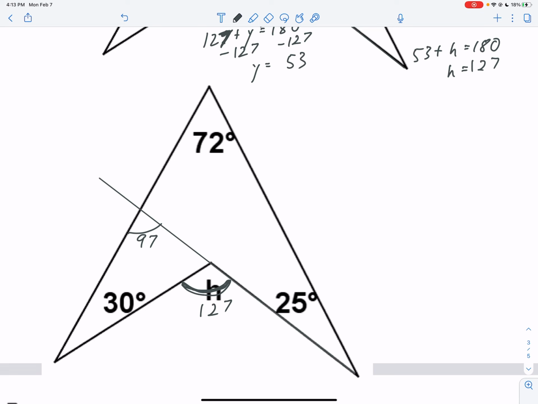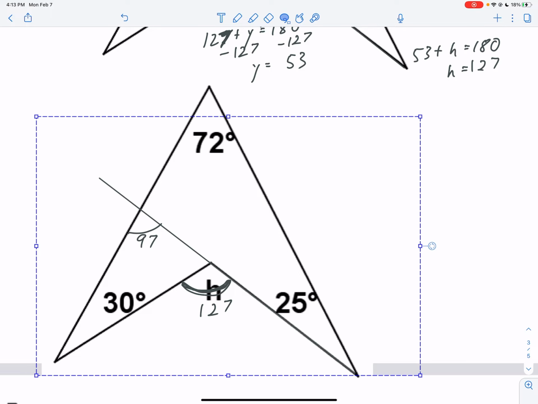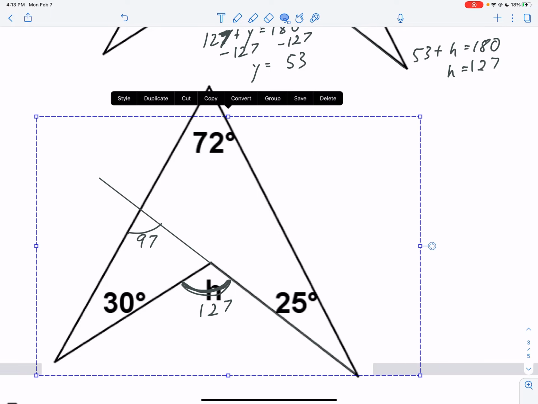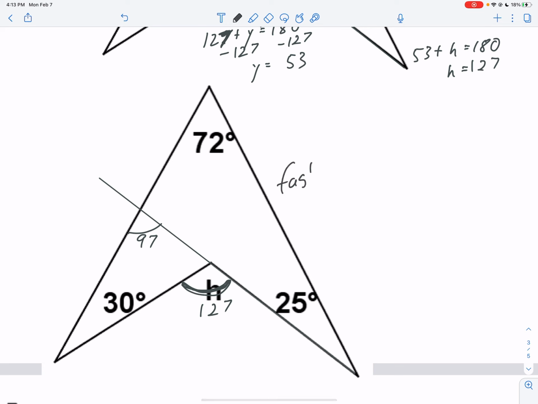Now, that's still my solution. It's just that you don't have to do it perfect every time. Nobody's asking if you're doing it the most efficient way, just as long as you understand each part of it. So I'll put a little faster: using remote interior to find exterior.